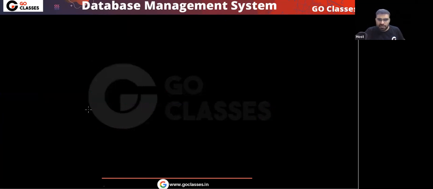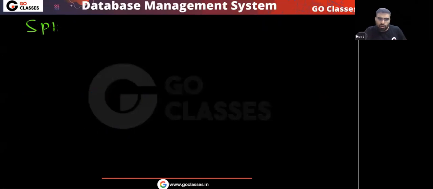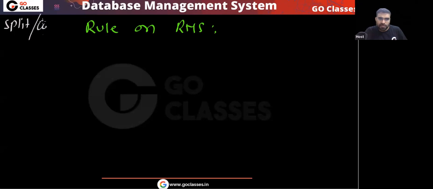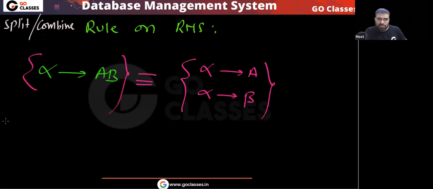Yes, we can split on the RHS. Yes or no? Remember, you already know the split rule on the RHS, the split/combine rule. You can combine also, you can split also. What is that rule? If you have alpha determining AB, then this is equivalent to alpha determines A and alpha determines B. These two things are actually equivalent.